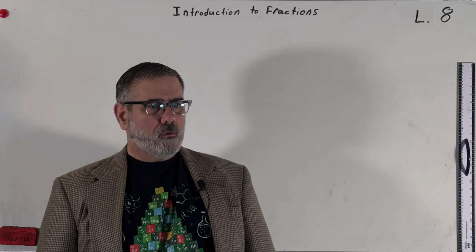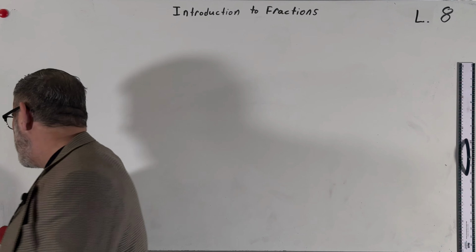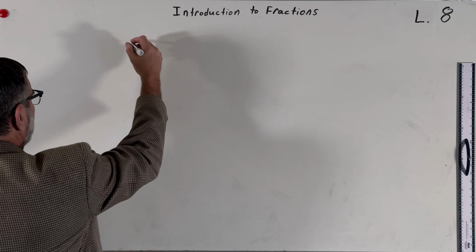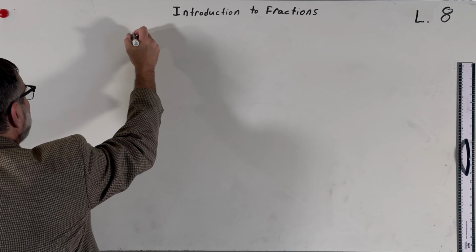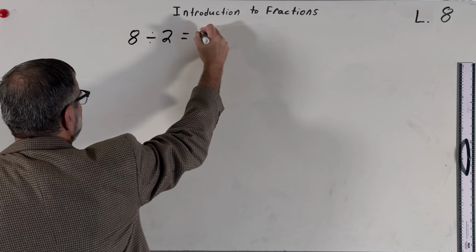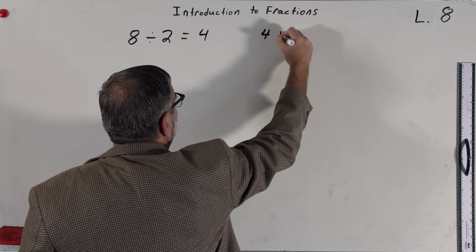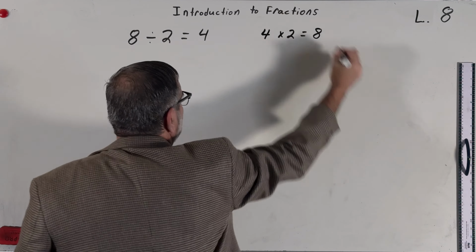Okay, welcome back to Lecture 8 on Introduction to Fractions. So let me remind you of a very simple division problem. 8 divided by 2 is equal to 4. Why? Well, because 4 times 2 is equal to 8.